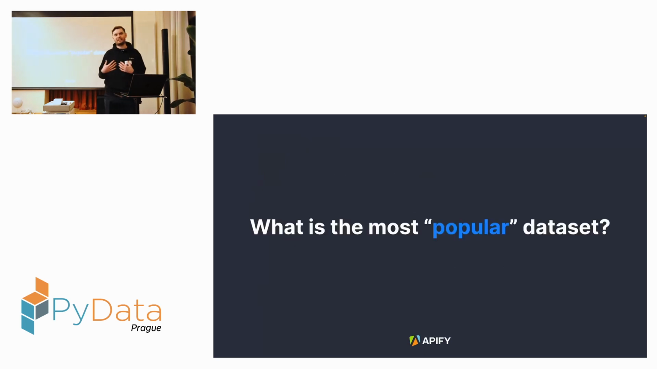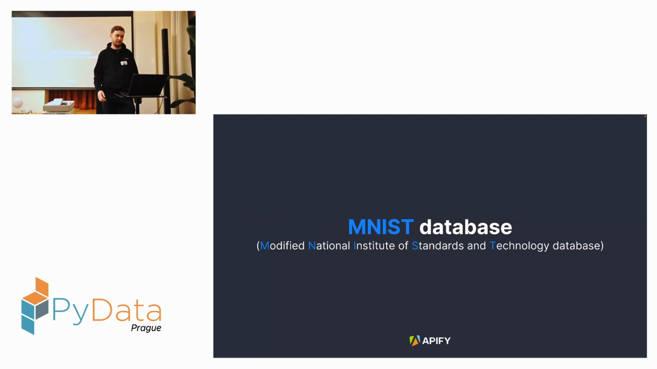So first I'm going to ask you a question. What is the most popular data set? I've tried to do some research on this, and there was one guy who was surveying all the research papers from the past 20 years, and he figured out that the most mentioned and referenced data set is MNIST, the Modified National Institute of Standards and Technology database. I'm sure most of you have seen it, and if you had some machine learning course at the university or you took some course at Udemy or Coursera, you've seen it.